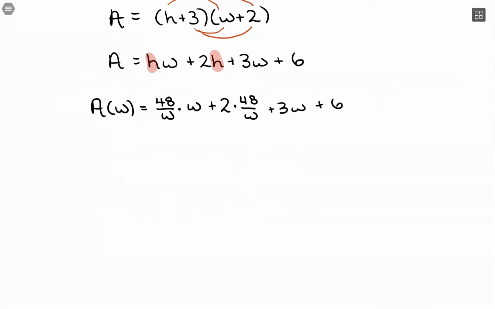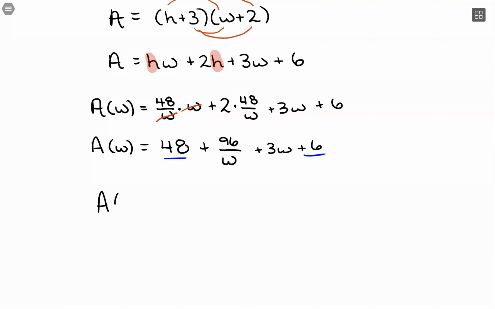And now I'm just going to simplify. That first term, the W's will cancel out, so that's really just 48. And then plus 2 times 48 is 96, and that W will stay in the denominator, plus 3W plus 6. And the very last step is that I can add that 48 and 6 together. So this area in terms of width will be 96 over W plus 3W plus 48 plus 6, which is 54.